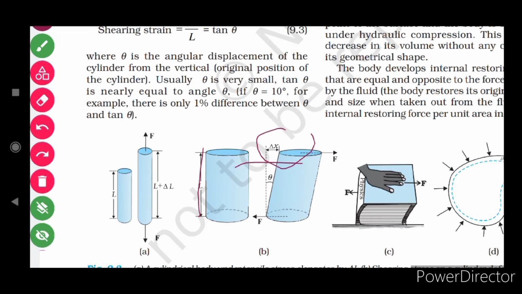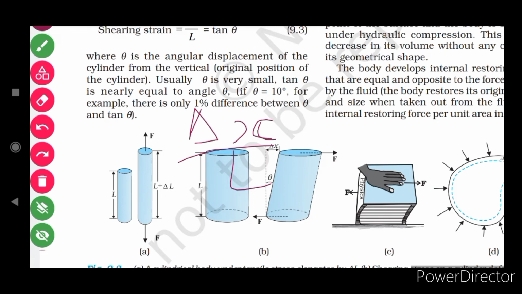So how much is the shearing strain here? Shearing strain in this case is the relative displacement between the two planes, how much these two planes have moved relative to each other. So delta x is the distance they have moved, upon the distance between these two parallel planes, that is L. So delta x upon L is the shearing strain.